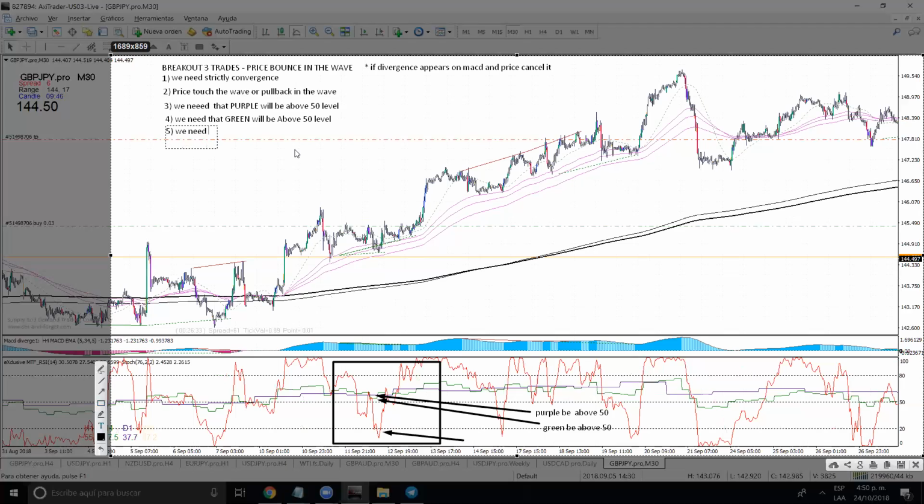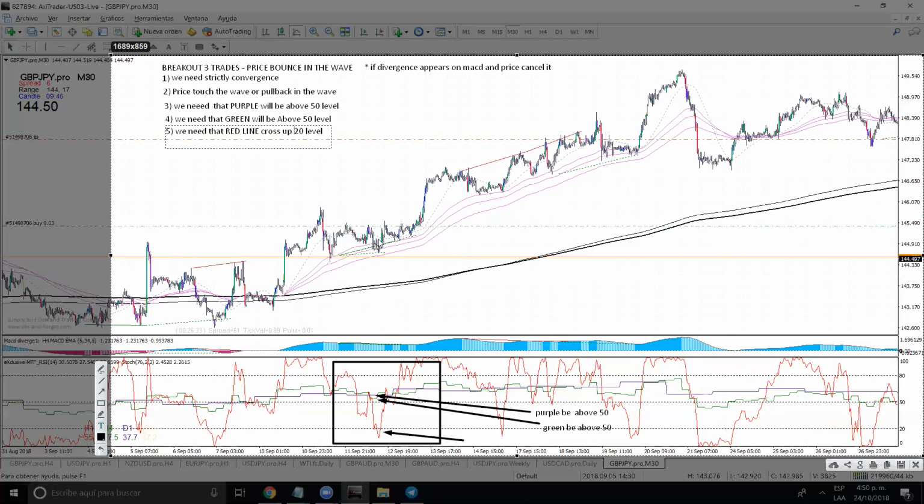We need that red line to cross up 20 level. Okay. Let's go to the same example. We have the price in uptrend. The price came down from the wave. So in this moment, we check divergence, no divergence. Everything is okay.